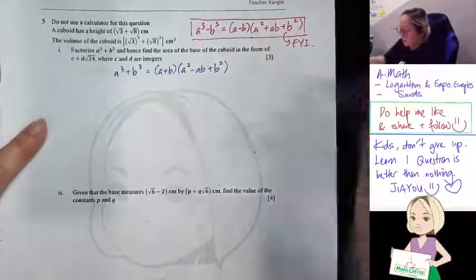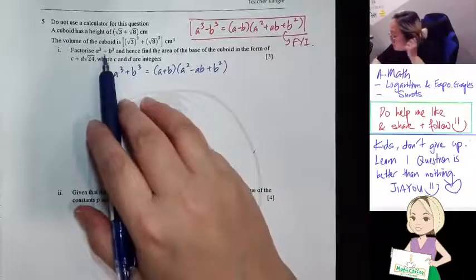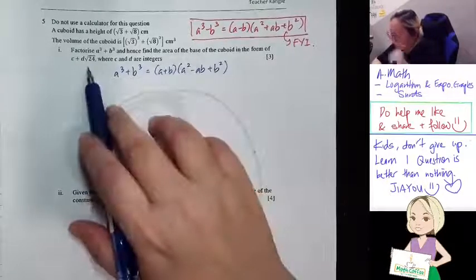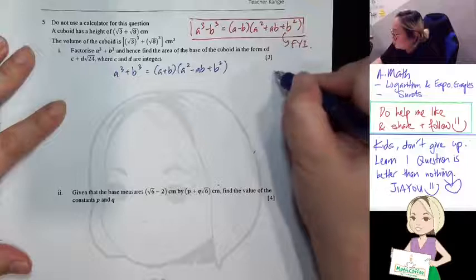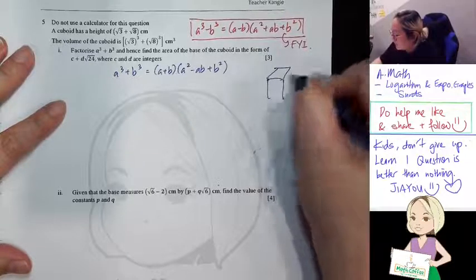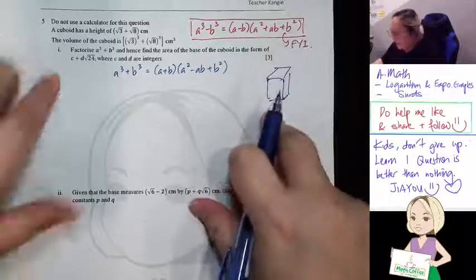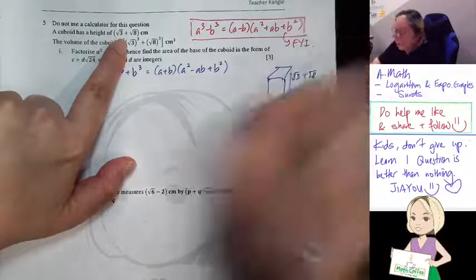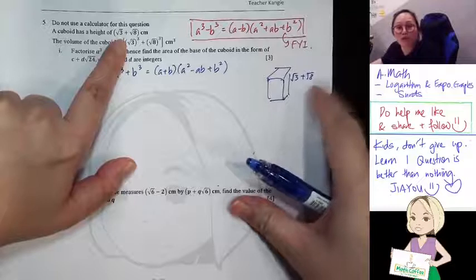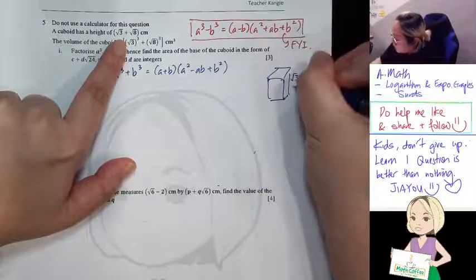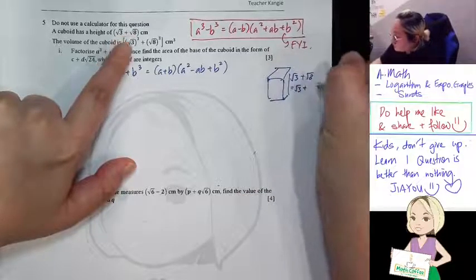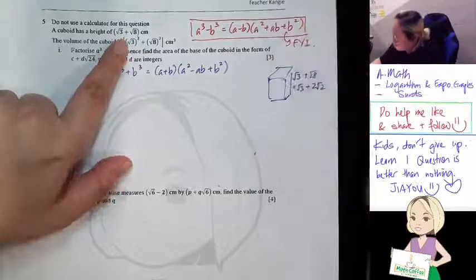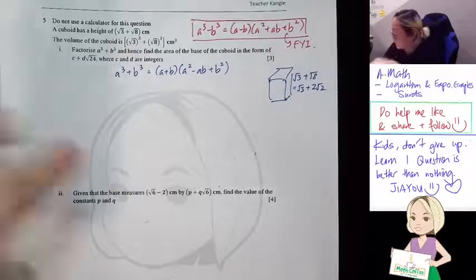Okay, next. They ask you to factorize and hence find the area of the base of the cuboid. So this is a cuboid, so I'm going to draw it out like that. They tell me that the height is square root 3 plus square root 8. Again, I don't like to see square root 8, so I'm going to simplify it. Square root 8 is square root of 4 times 2, so it's 2 square root 2. Okay, this is the height.